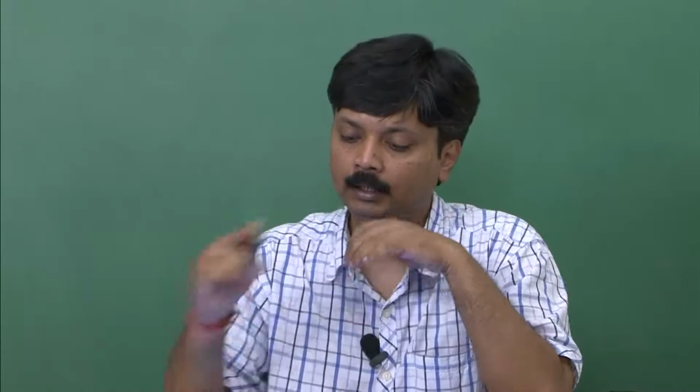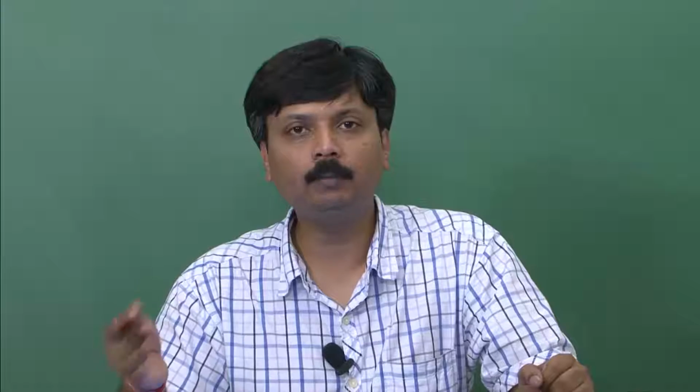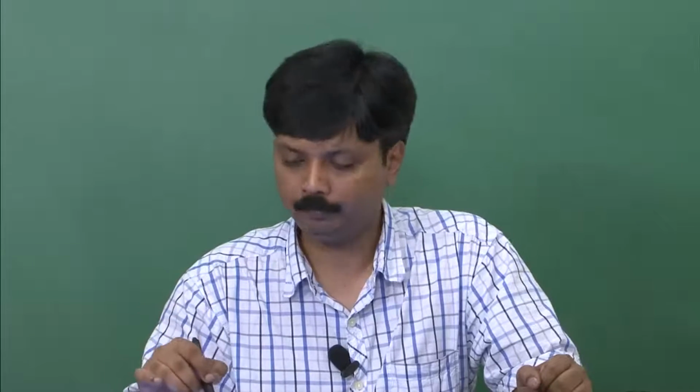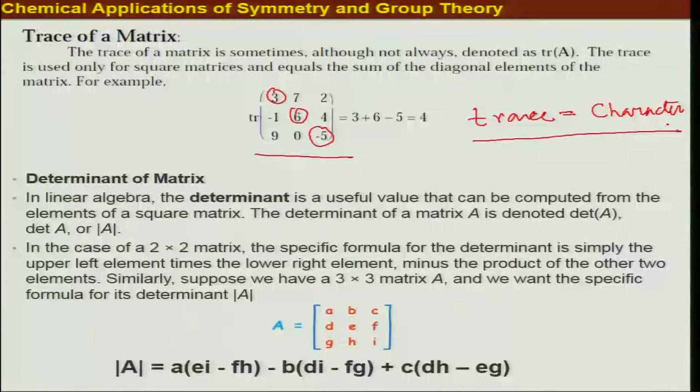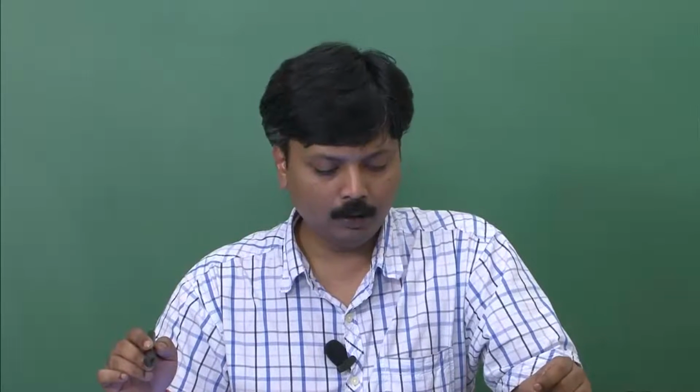So this trace, in the context of group theory, we will be using the term character. Okay, but till now we will just stick to this terminology until we go to the representation of group, and we will also learn there why this trace is called a character. Okay, but for your information, you should know that this trace will actually be acting as the character of any representation.